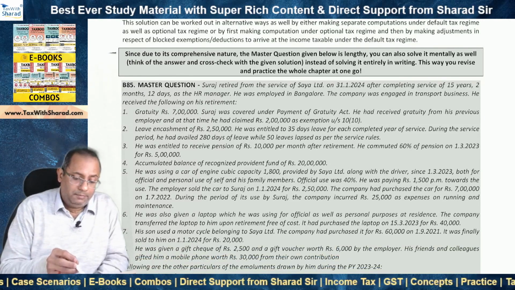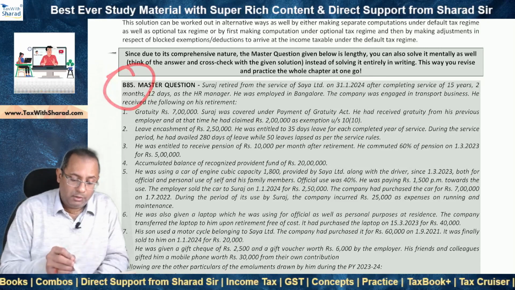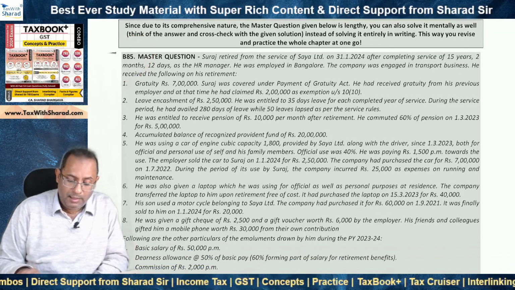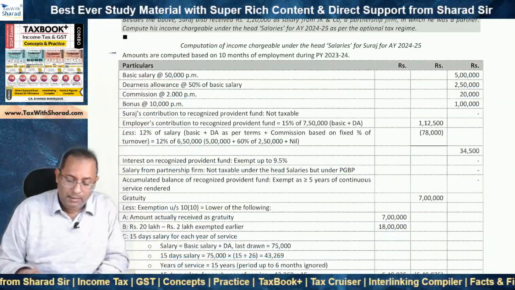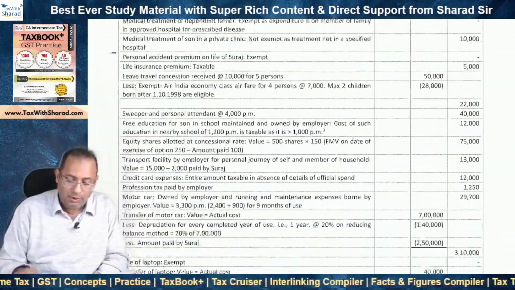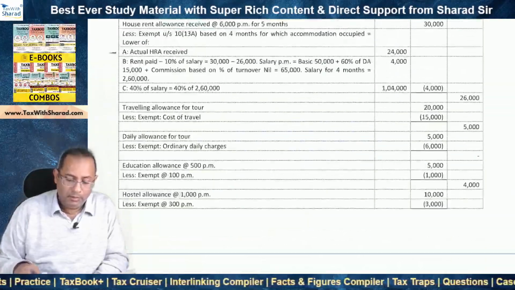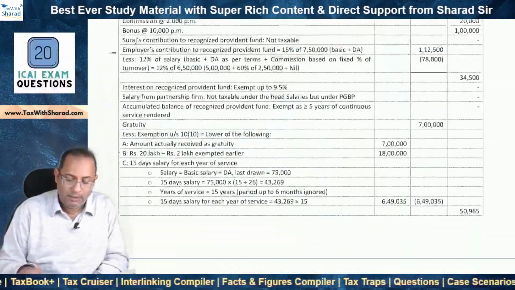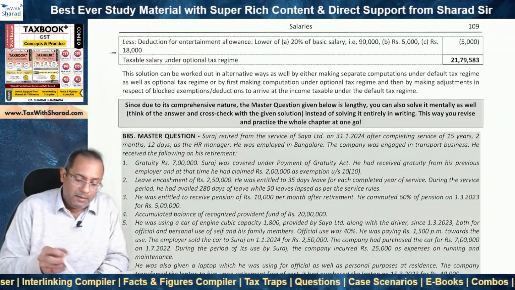For example, in the practice book, in the chapter on salary, you have this master question, which is highlighted in gray. In this master question, you have all the angles which are covered in the chapter on salaries, and you have the solution. You solve this and then you cross-check your solution with the solution given in the book, including the working notes and the style of presentation, and that's it. You are done with the entire salary chapter.